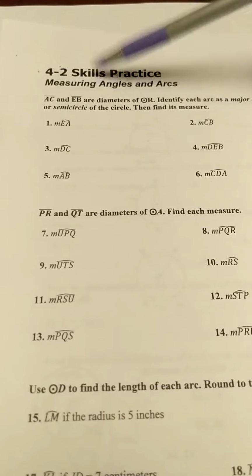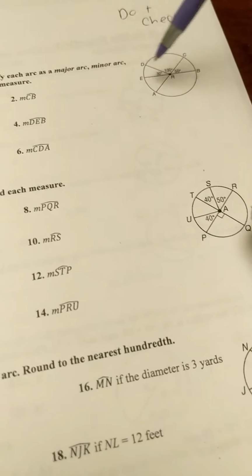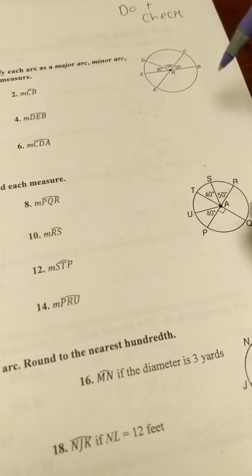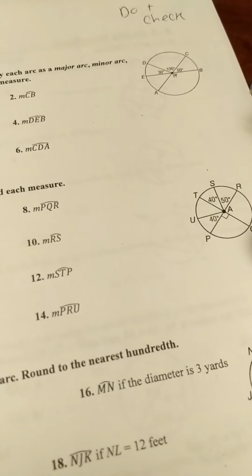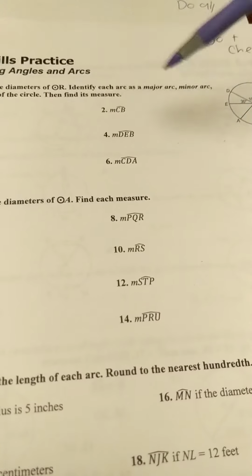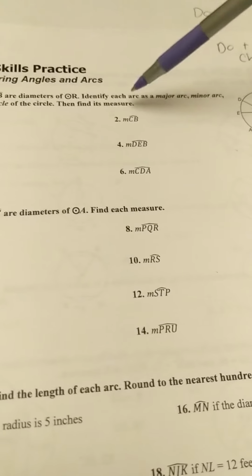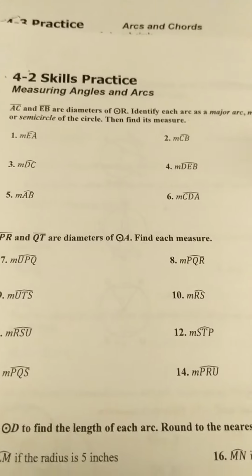So looking here, we are told in the directions that AC and EB in these circles, both of these are diameters. So that's going to be important. Of circle R, our center is R. Identify each arc as a minor arc, a major arc, or a semicircle. Then find its measure, meaning finding the degrees. So looking here, we need to first figure out 1 through 6, if they are major, minor, or semicircle.